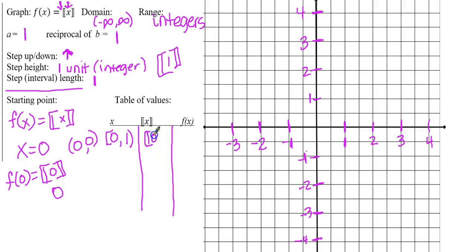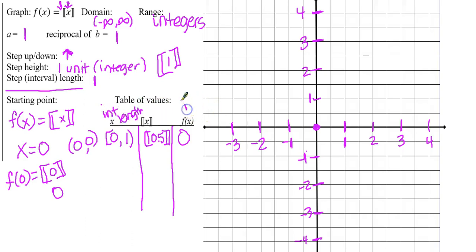Half? Okay, so half. So the greatest integer of half, what does that round down to? 0. We knew it was 0, 0. Okay, so that's good information. So guys, here's the thing. On the x-axis, this is your interval length.